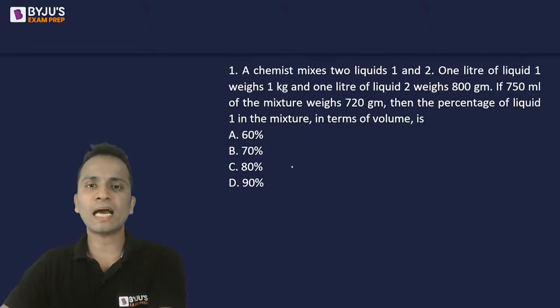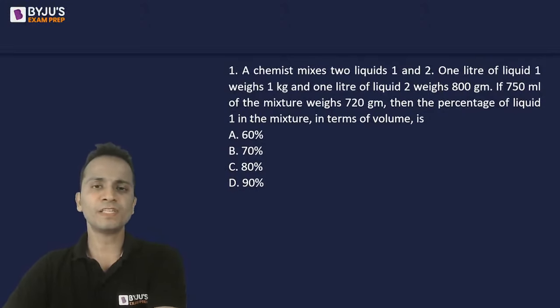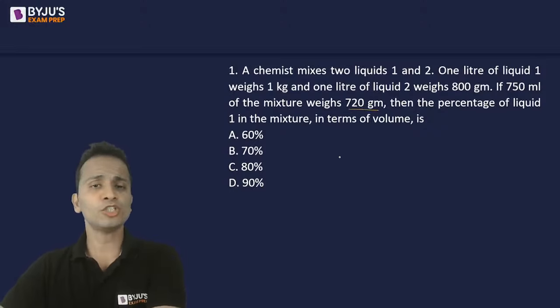The question says that a chemist mixes two liquids, liquid 1 and liquid 2. 1 liter of liquid 1 weighs 1 kg and 1 liter of liquid 2 weighs 800 grams. Now, if 750 ml of the mixture weighs 720 grams, then the percentage of liquid 1 in the mixture in terms of volume is how much?